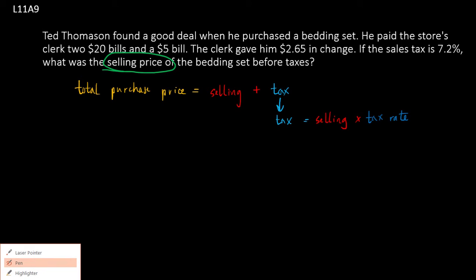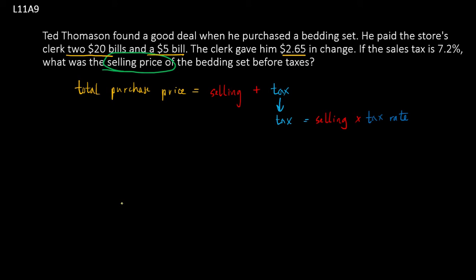Okay, let's proceed. Now, because he paid in 2 20s and a 5, we can quickly compute that he gave the clerk $25. The clerk gave him $2.65 and change. So to figure out the total purchase price, the total amount he paid to the cashier, all we do is take $45, because it's 2 $20 bills, $45, and subtract $2.65, which would give us $42.35.